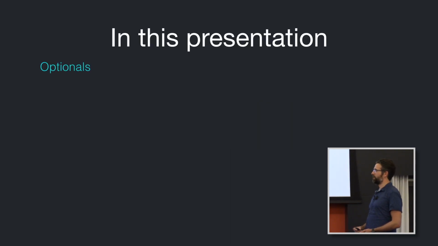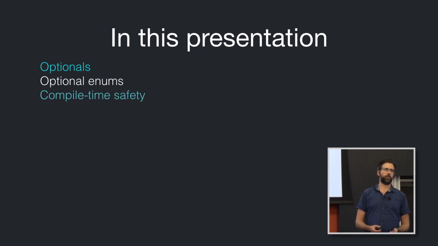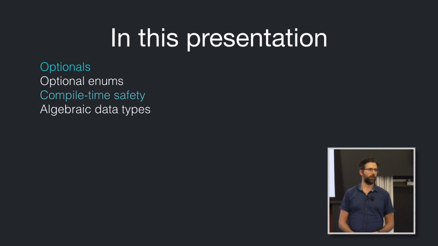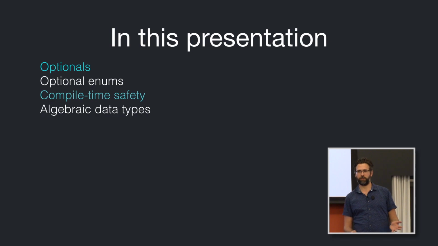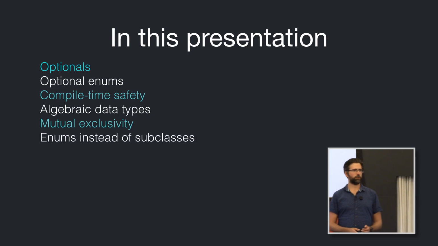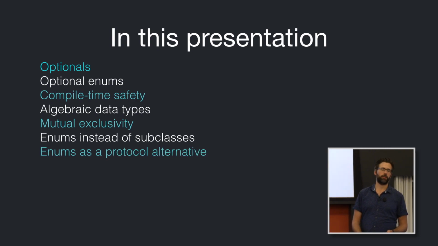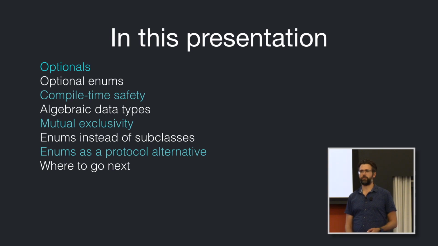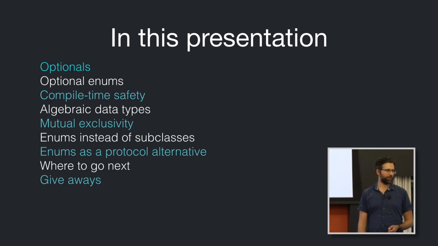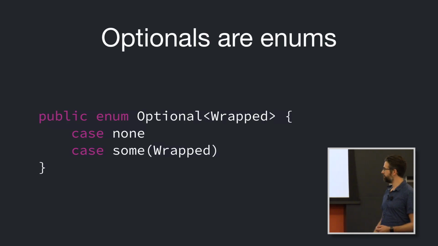So in this talk we're going to talk about optionals, because optionals are enums, or enums that are optionals. Also about how enums can give more compile time safety. How enums are algebraic data types. A little theory, but I think it's very useful. Some mutual exclusivity that you can arrange with enums. And how subclassing can bring some problems, and instead of using protocols we can use enums as well as an alternative. I also want to talk about how protocols can give you issues, and again how an enum can bring you an alternative. And then afterwards I'll have some more stuff and some surprises, such as giveaways.